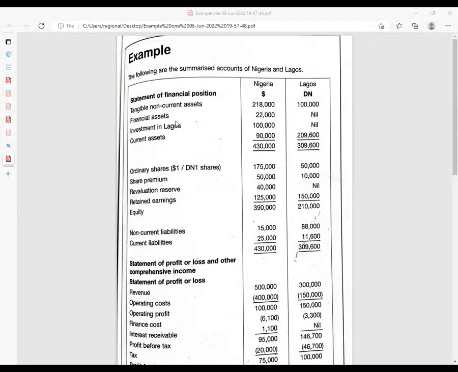I appreciate what you guys are telling me, but the next thing that I would have done is to go to the pro forma. I'll go straight away to the statement of financial position. So I'll mention there that the name of the company is Nigeria Group. The Nigeria Group statement of financial position.